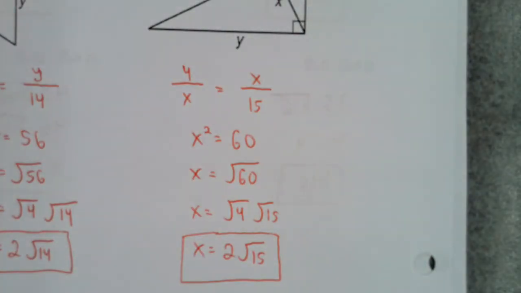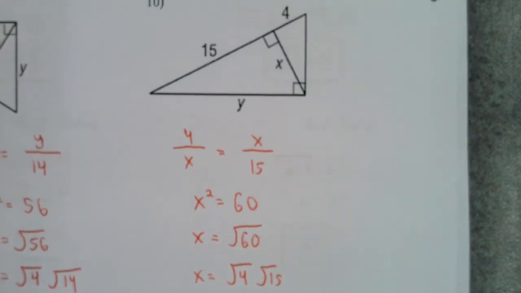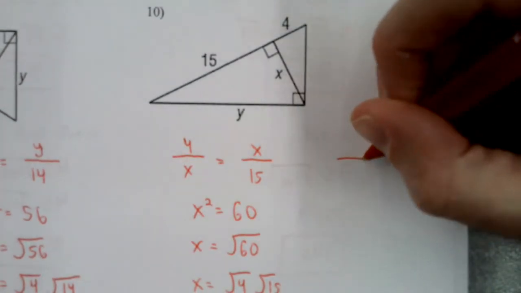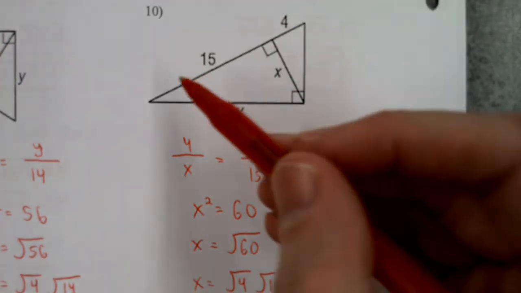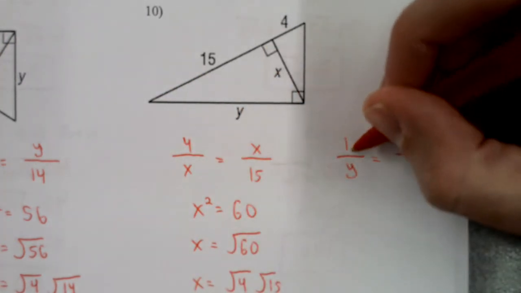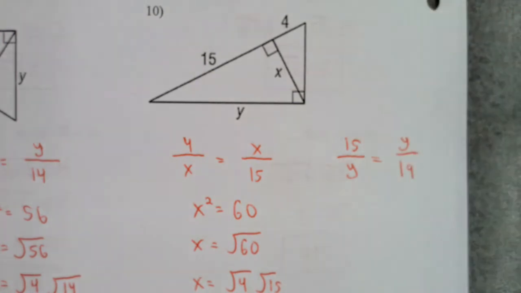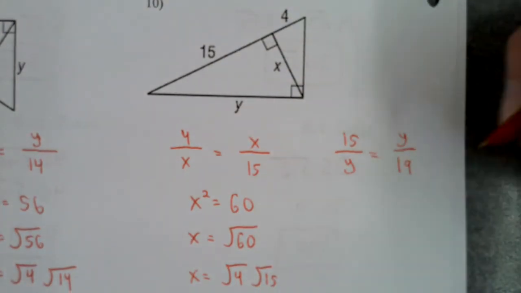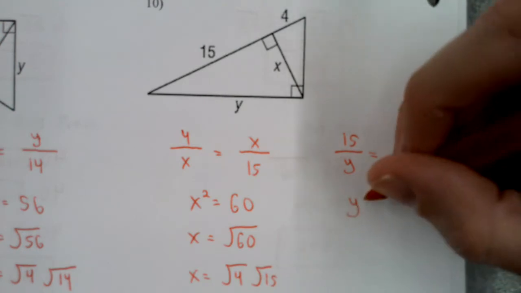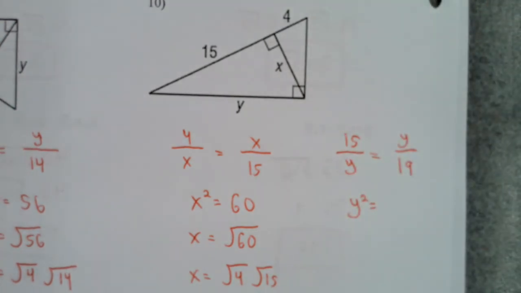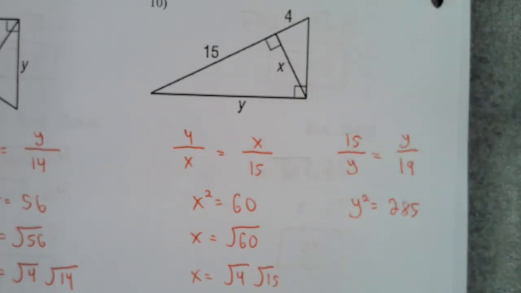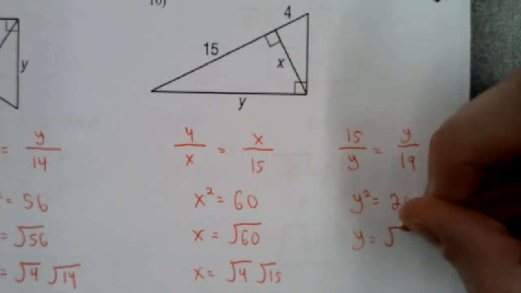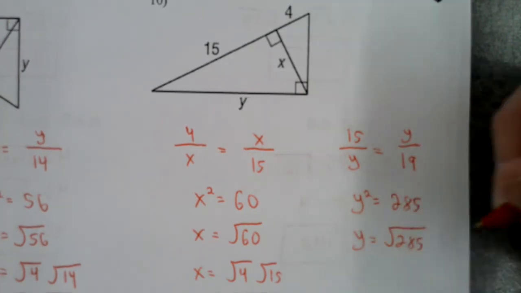Now let's solve for y. Y is the hard one, because the leg, in this case y, is the geometric mean between the part of the hypotenuse right next to it, which is 15, and the entire hypotenuse, which is 19. Cross multiply: y squared equals 285. Y equals the square root of 285.